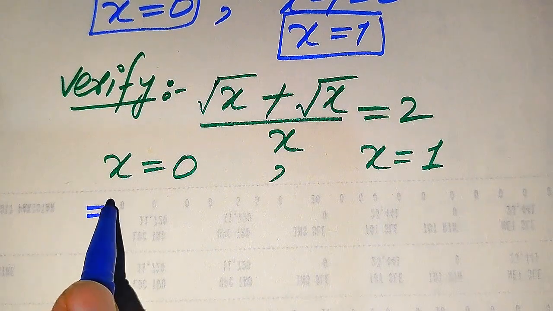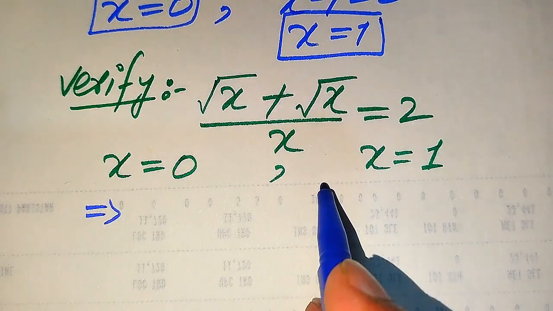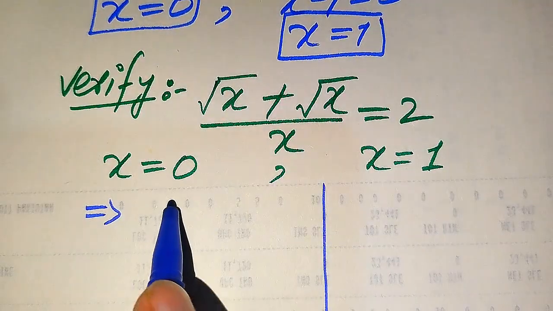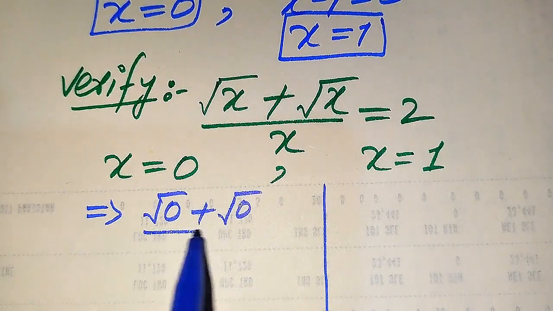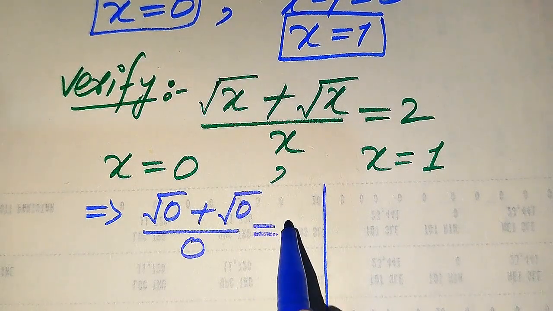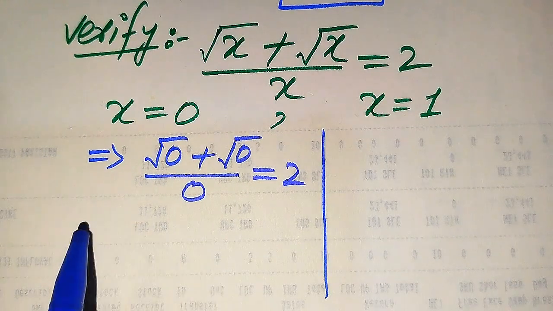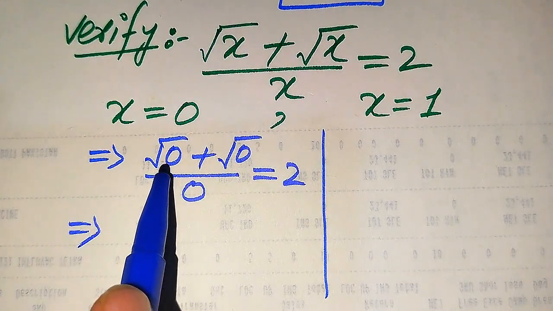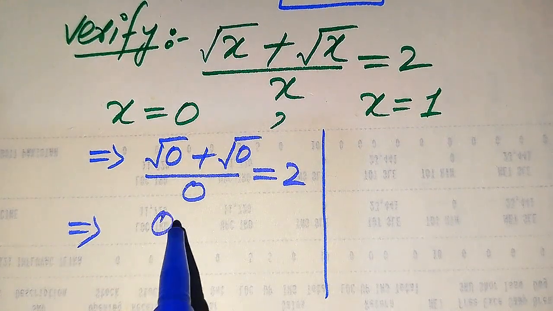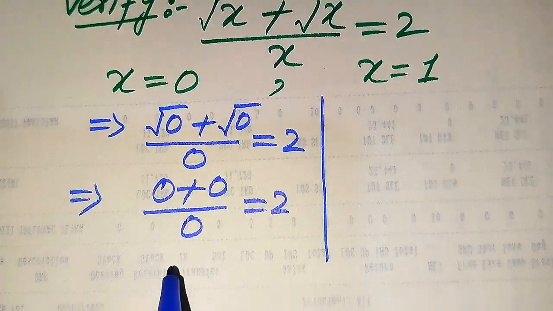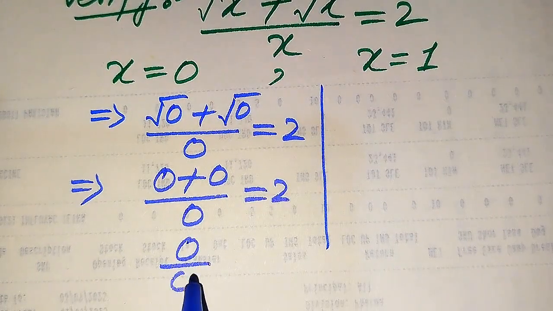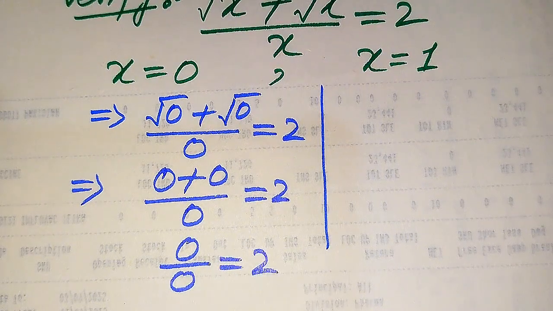For this we put this value of x is equal to 0 into the left hand side, and it will be written as square root of 0 plus square root of 0 divided by 0 is equal to 2. And now you see here square root of 0 becomes 0, plus 0 divided by 0 is equal to 2, and this will be written as 0 over 0 equals 2.